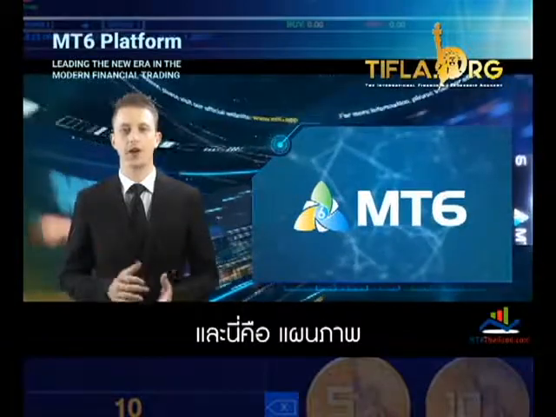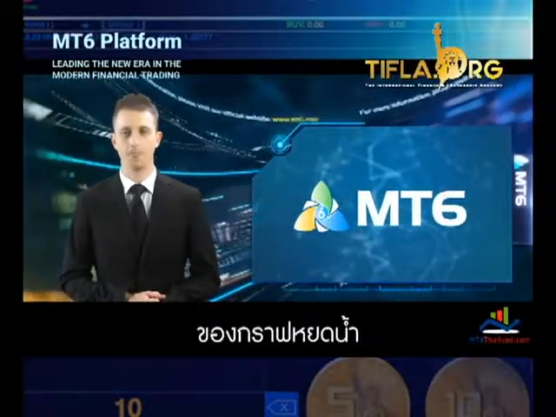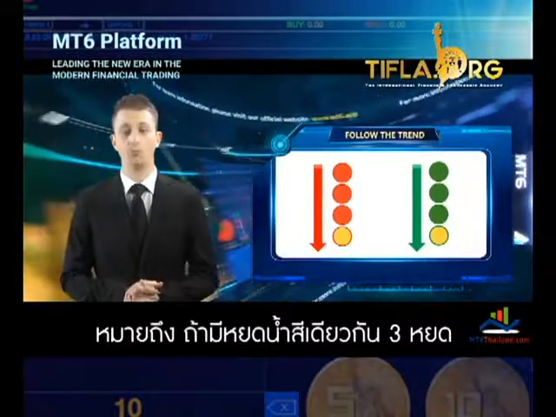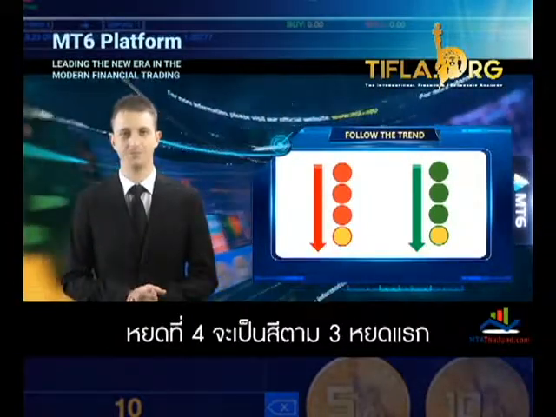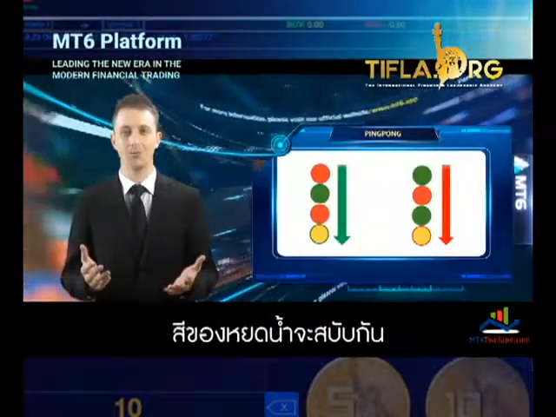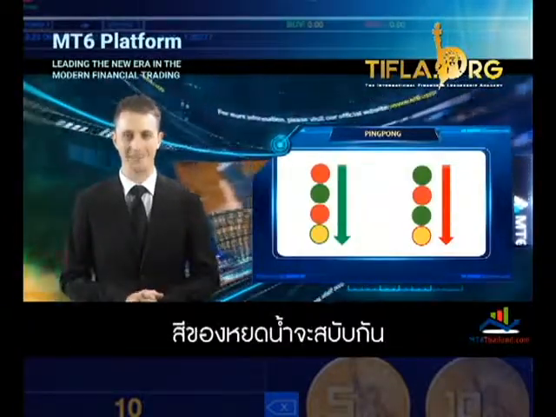Here are some common diagrams of the water drop chart. Follow the trend. It means that all the water drops in one column will be the same color. This is ping pong. The color of the water drop will change every second drop.